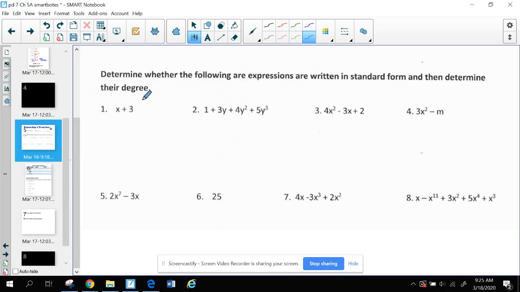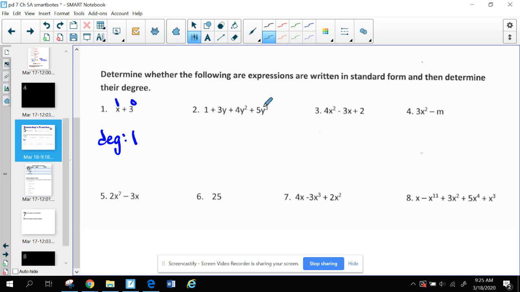So good news is number 1, already in standard form. So we would go straight to saying the degree. Now a little reminder, the degree is the largest degree of your entire thing. So if x has a degree of 1, 3 is a degree of 0, this example would have a degree 1. On our second example, we can see here this is not quite in standard form yet.